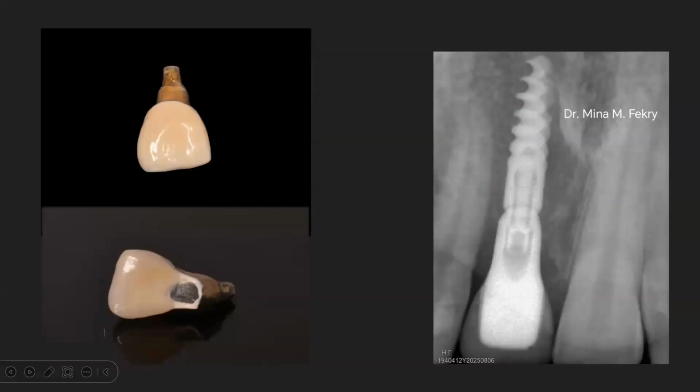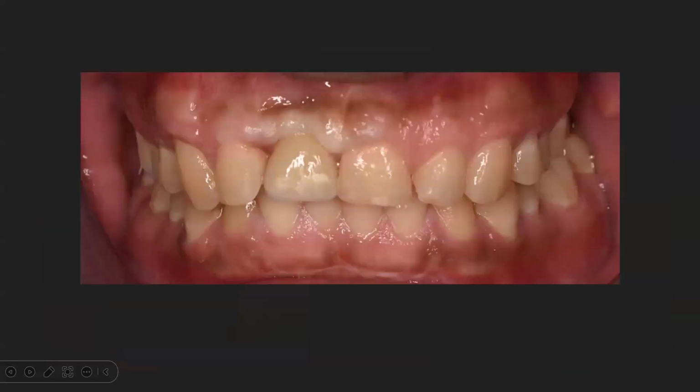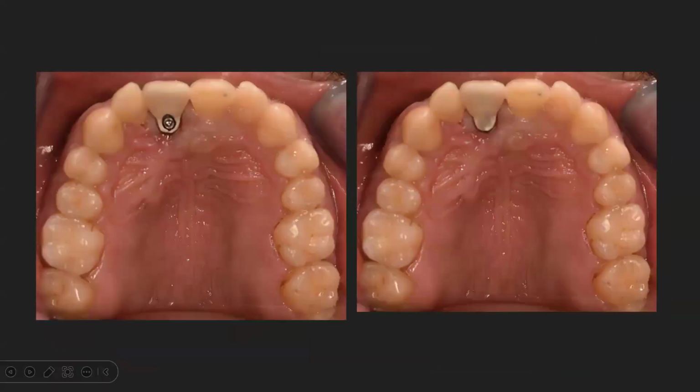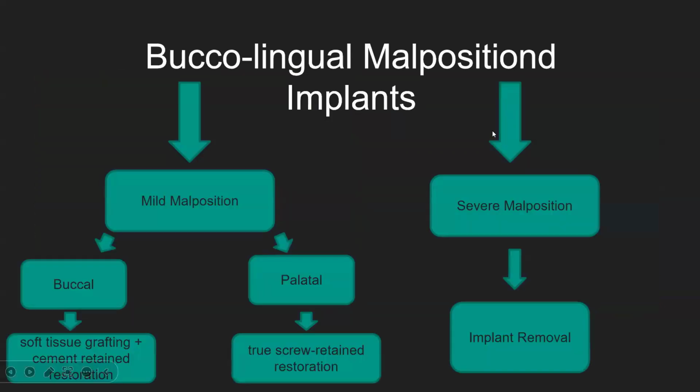You can see the restoration here and from the other side. And this is the final X-ray. I guess it's acceptable. This is from the occlusal view. The lowest profile you can do for this area is using the pre-milled abutment to make this custom abutment.